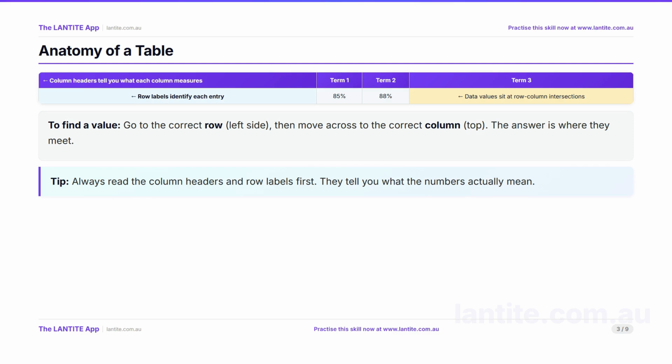Let us start with how a table is built. Every table has three parts. Column headers run across the top and tell you what each column measures. Row labels run down the left side and identify each entry. Data values sit in the cells where rows and columns intersect. To find any specific value, go to the correct row on the left, then move across to the correct column at the top. The answer is where they meet. Always read the headers and labels first before looking at the numbers. They tell you what the numbers actually mean.